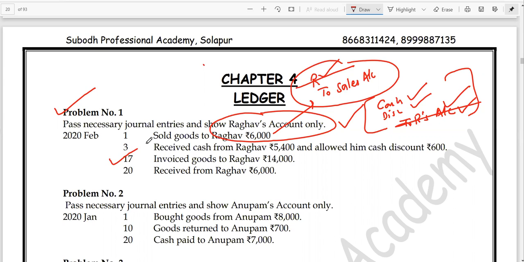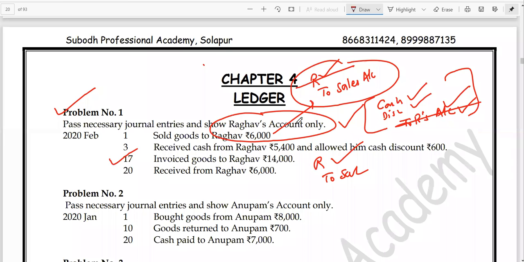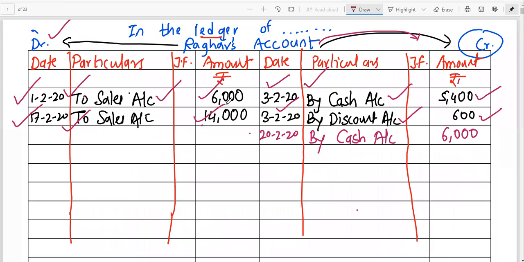That means entry will be Raghav's account debit to sales account 14,000. Raghav's account debit 14,000 to sales account 14,000 on 17th of Feb 2020. In this entry, we have debited Raghav's account. So go to Raghav's account debit side, write down the date first, then to sales account 14,000.